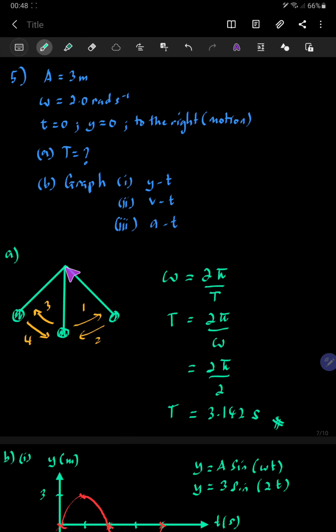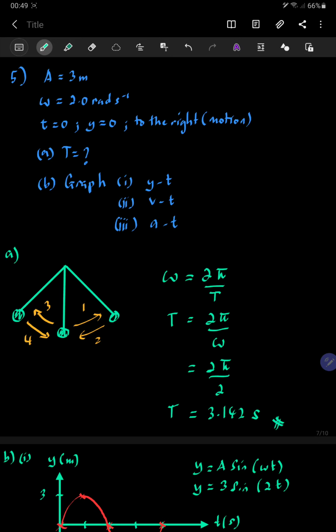Alright, so according to the statement given just now, the object starts from the equilibrium, moving to the right, reaches the amplitude, turns back to the equilibrium, and then oscillates to the left, reaching the negative amplitude, and then turns back to the equilibrium. First they ask you to find the period. So omega equals 2 pi over period, so period equals 2 pi over omega, and omega is given already, which is 2 radian per second. Substitute into this equation and the period we get is 3.142 seconds.